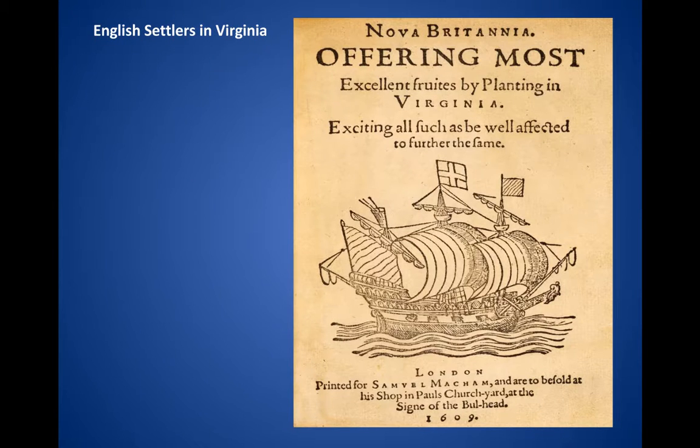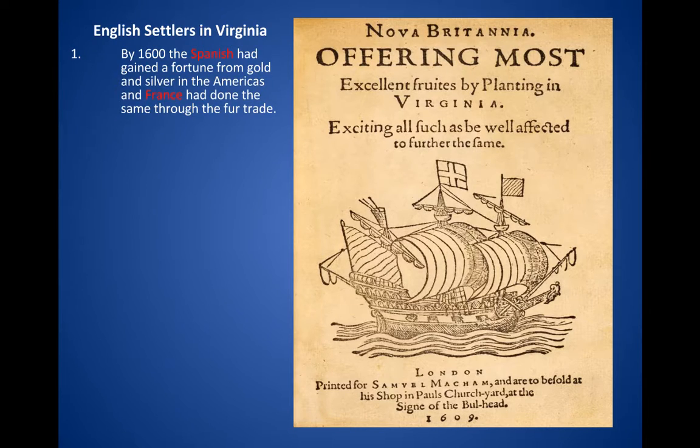So next up, by 1600, the Spanish had gained a fortune from gold and silver in the Americas, and France had done the same through the fur trade. So we've talked about the Spanish coming over to Central America and South America, as well as the southern parts of what's now present-day America. And they came over and they overthrew, they conquered the existing Native American empires and took gold and silver.